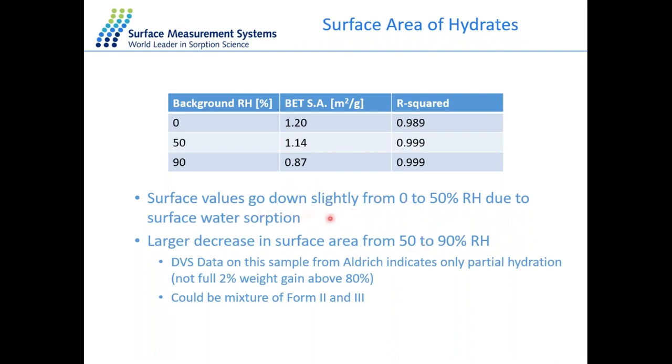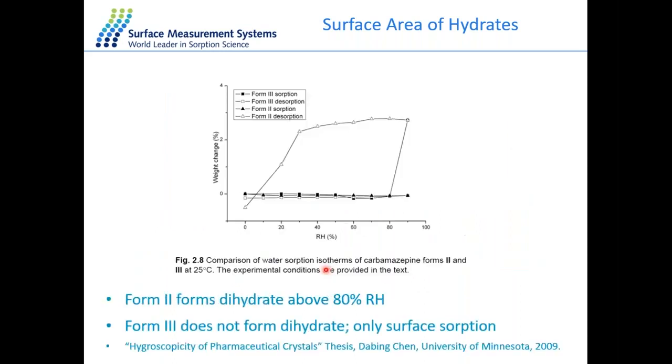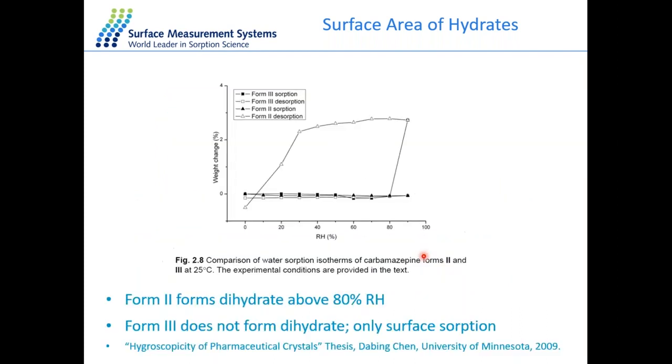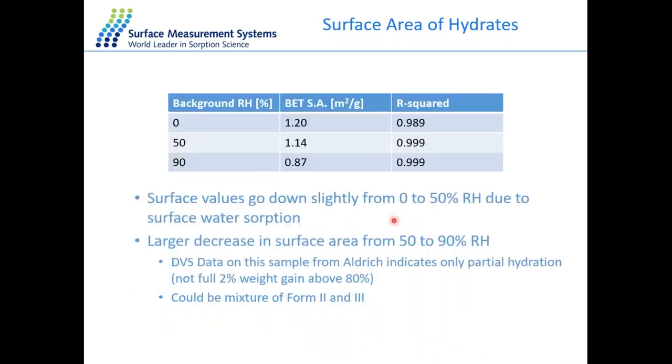We see that the surface values go down slightly at 50% RH, and then again at 90% RH. When we did the DVS measurement on this particular batch from Aldrich, it did not get a full 2% weight change. So it might be a mixture of Form 2 and Form 3 in this batch from Sigma Aldrich, because we didn't get the full 2% to say that all of it converted to a hydrate. But we did confirm that if we expose this sample to 90% RH, it will form a partially hydrated material.